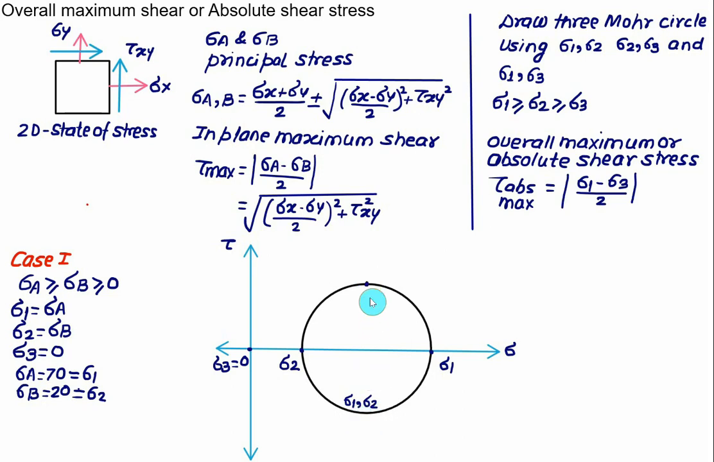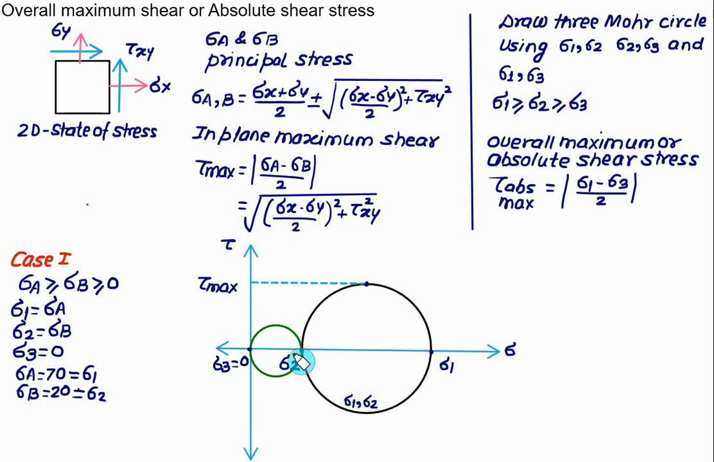This point here will represent the in-plane maximum shear, that is the value of tau max, which is the same as sigma A minus sigma B divided by 2. So this value will be called tau max, which is the in-plane maximum shear. One more circle we will construct for sigma 2 and sigma 3. So this Mohr circle is drawn with the principal stresses equal to sigma 2 and sigma 3. And one more circle we will draw using sigma 1 and sigma 3.